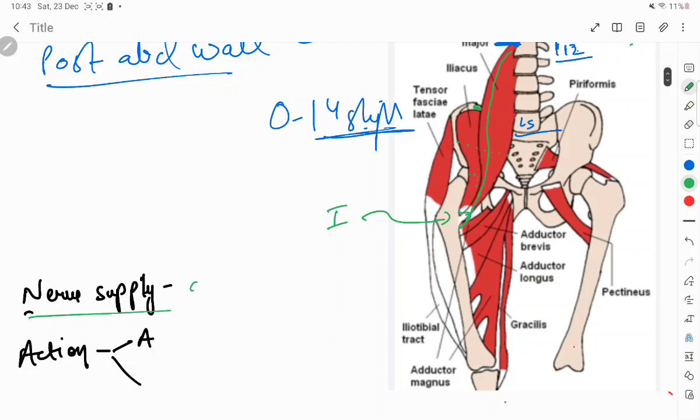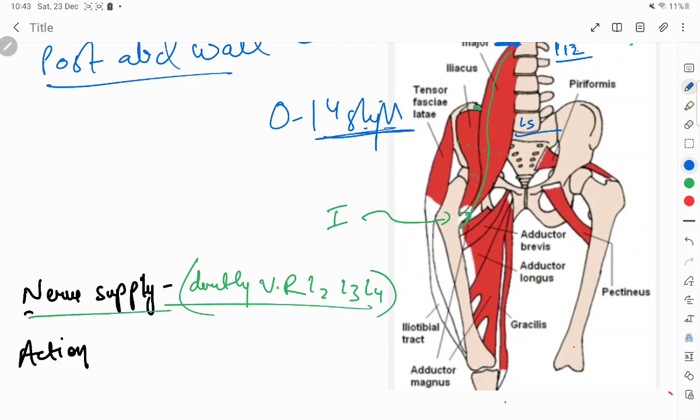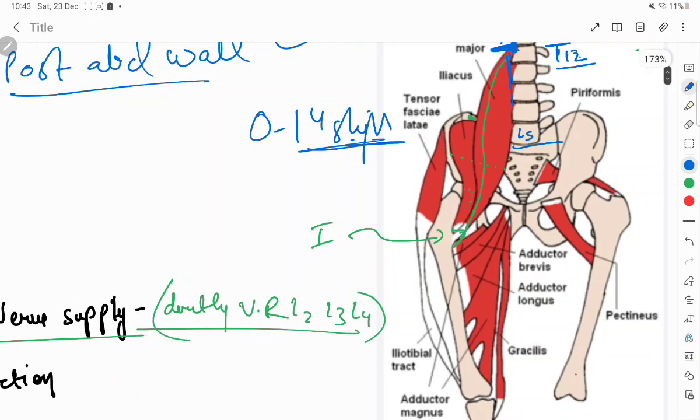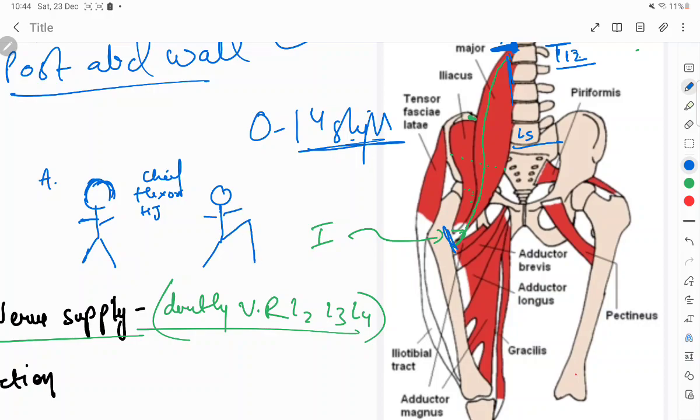Its nerve supply comes directly from the ventral rami of L2, L3 and L4. Okay, so this is a direct branch of the lumbar plexus supplying the psoas muscle. The action is what is very important for this muscle. This muscle can act either from above or from below. While it acts from above, say this is a person who is standing, the major function is that it is the chief flexor of the hip joint, so it is going to cause flexion of the hip joint. Okay, this is what it causes, flexion of the hip joint when it acts from above.